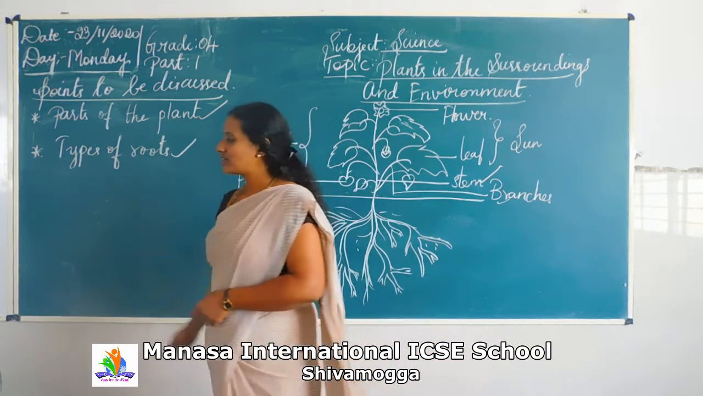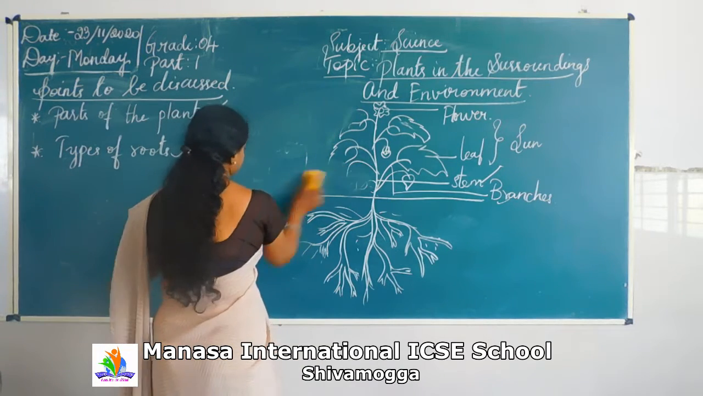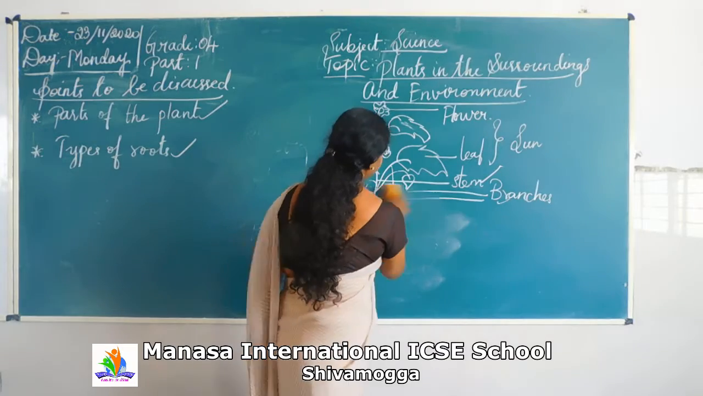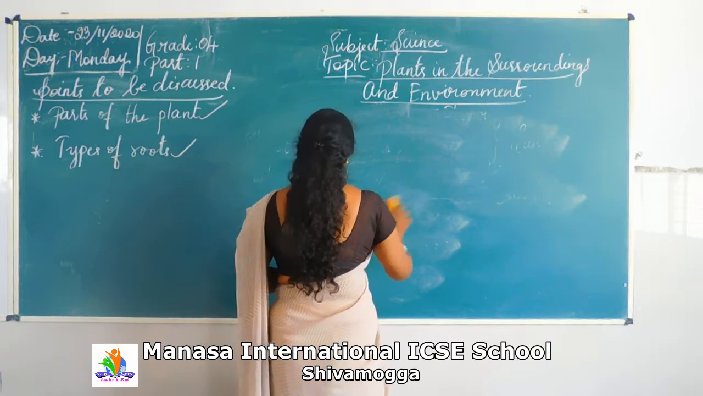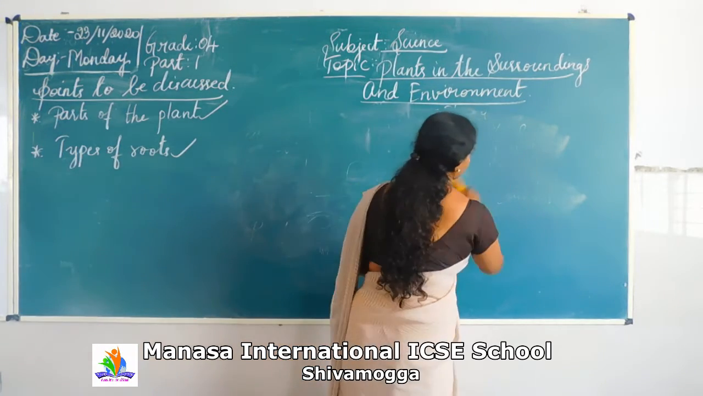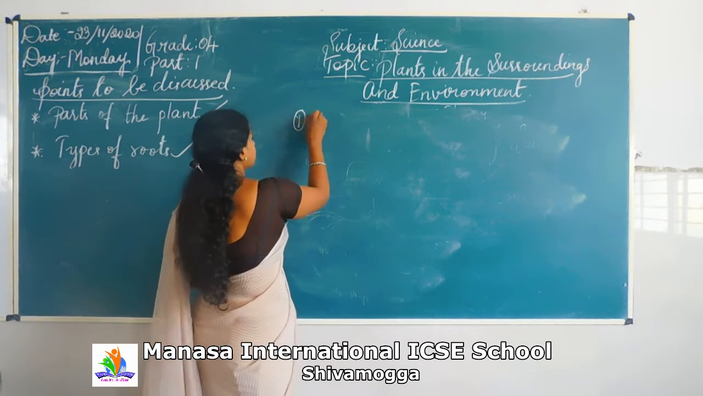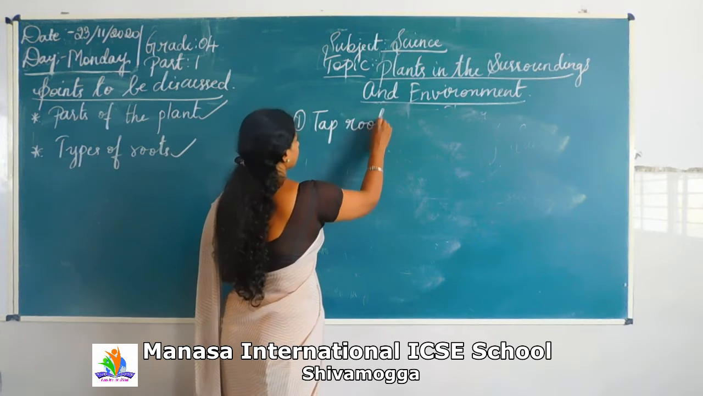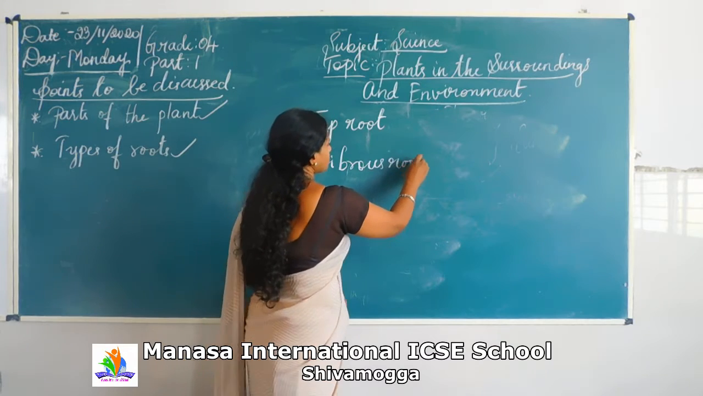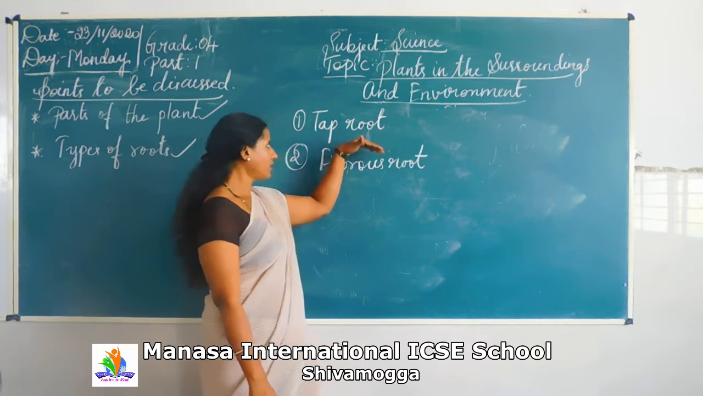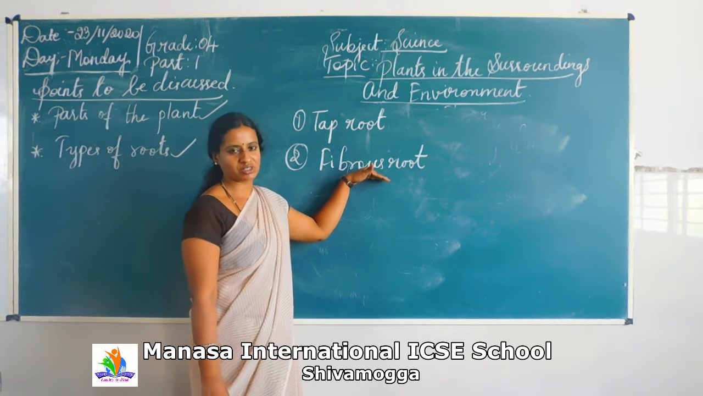Based on this, we have types of roots, right? We have two types of roots. One is taproot. The other one is fibrous root. How to differentiate? Let me come again. Roots are of two types. One is taproot system. The other one is fibrous root system.